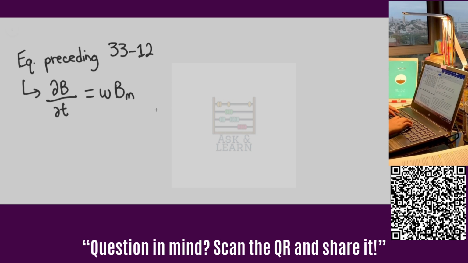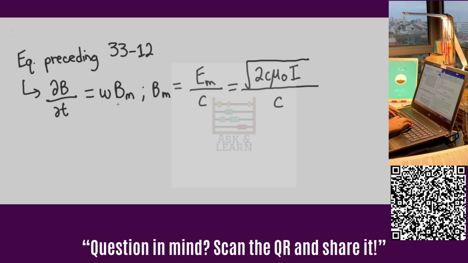We can then relate the maximum magnitude of the magnetic field to the intensity. So this will be equal to the maximum electric field, E sub m, divided by c. And this would be equal to the square root of 2 times c times mu naught times I, the intensity. So 2 times the speed of light times the magnetic permeability in a vacuum times the intensity. We're taking the square root and again dividing by c.